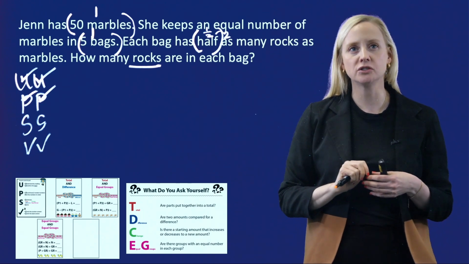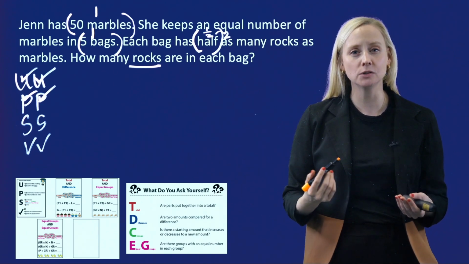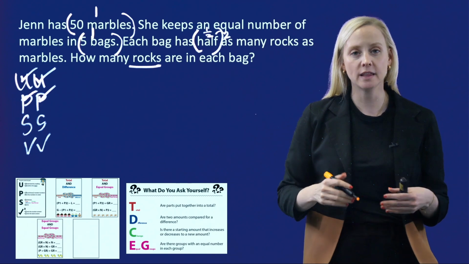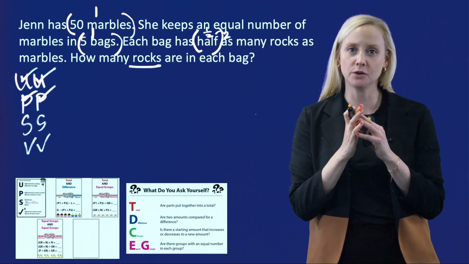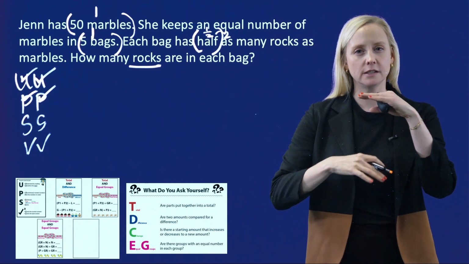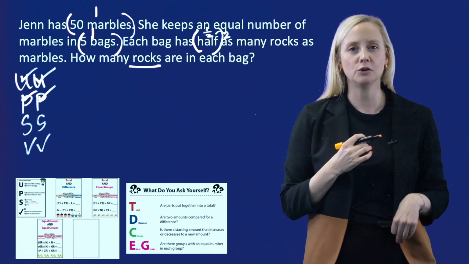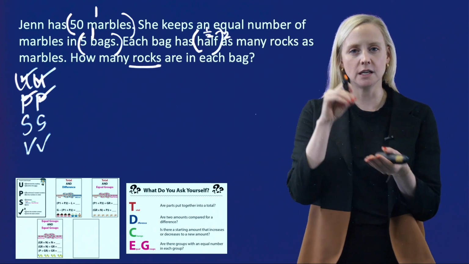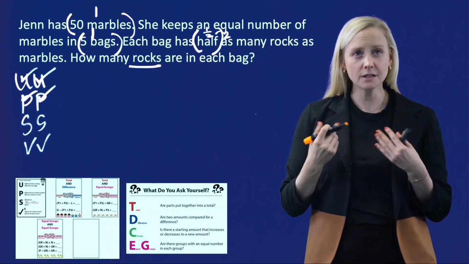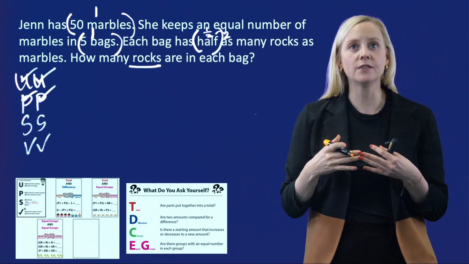We always teach students to look at our "What Do You Ask Yourself" poster, question and gesture. We like to say our parts put together for a total, are two amounts compared for a difference, is there a starting amount that increases or decreases to a new amount, or do we have groups with an equal number in each group? So here it says Jen has 50 marbles.